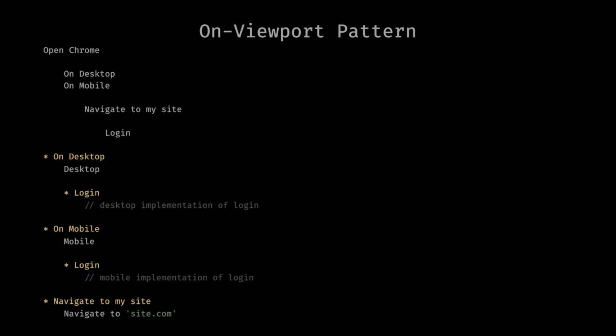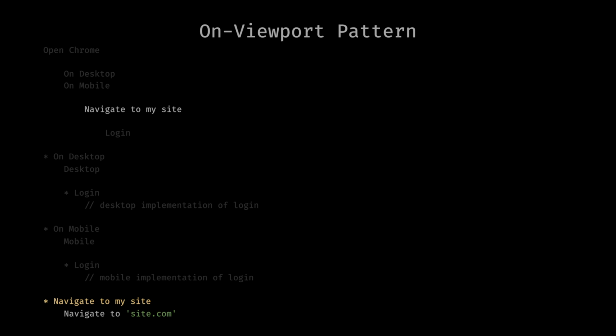Now let's do a refresher on the onViewport pattern that we discussed in the previous lesson. When onDesktop is called, it will call desktop, which retroactively sets the size of the browser created in Open Chrome, and also exposes a login function. So when login is called, if we're on the desktop branch, the desktop version of login is called. The same principle applies to onMobile. You'll find yourself using this pattern quite a bit if you're testing responsive apps, or apps that have different flows depending on the viewport. The function navigate to my site is viewport agnostic.